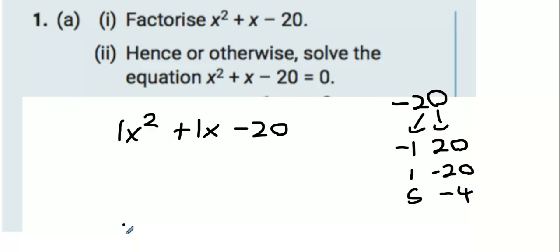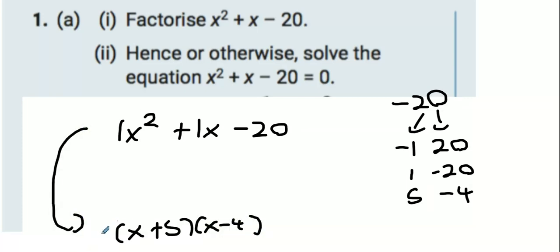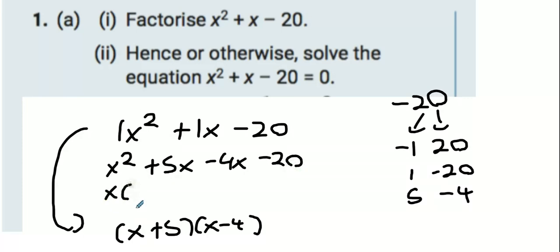Now, you could go direct into the answer because this is an easy one. If it has a 1 at the front, you can go direct from here to here. But most of you guys decide to use the same method for everything, don't you? So what's the same method? x squared plus 5x minus 20, yeah. And then what do you get in the first one? x into x plus 5 minus 4 into x plus 5.